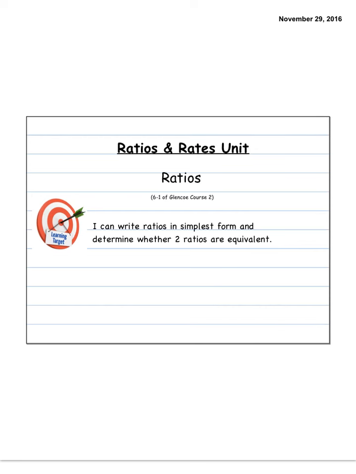Hello, boys and girls. We are starting Unit 5, which is our Rates and Ratios unit. This is 6-1 from our textbook, which is on ratios. And our learning target for today is I can write ratios in simplest form and determine whether two ratios are equivalent.